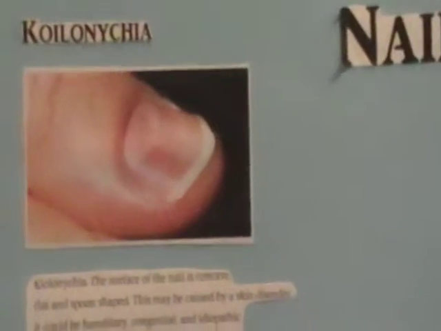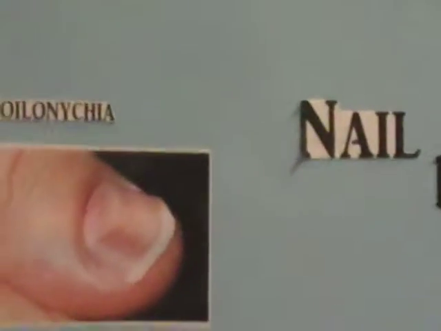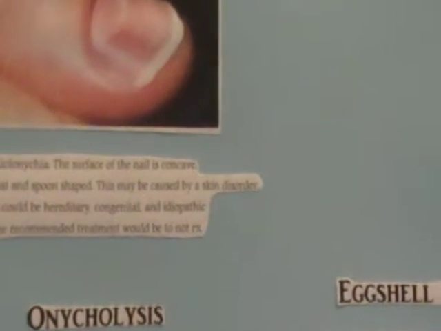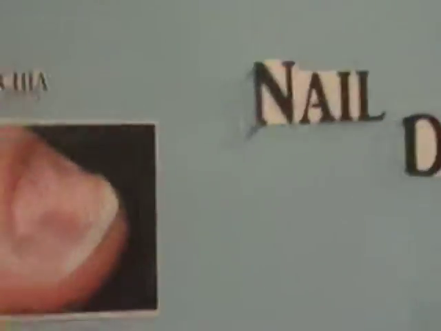Up here we have koilonychia. This is the surface of the nail is concave or flat and spoon shaped. It could be caused by a skin disorder. It could be hereditary, idiopathic. So that is koilonychia right there.